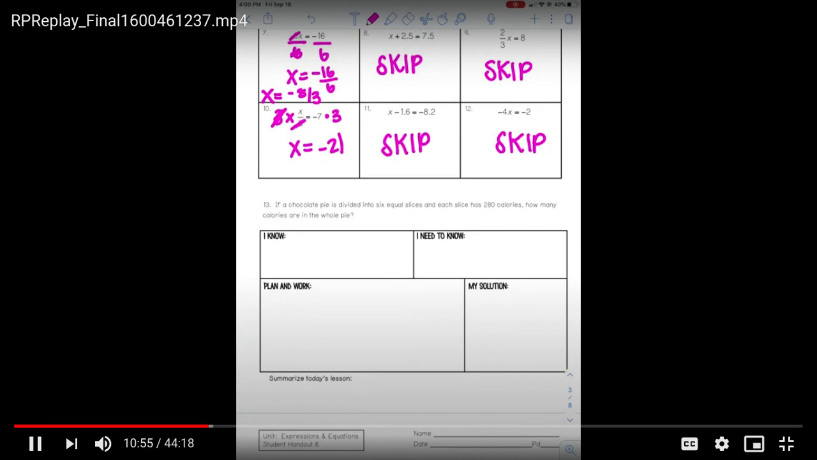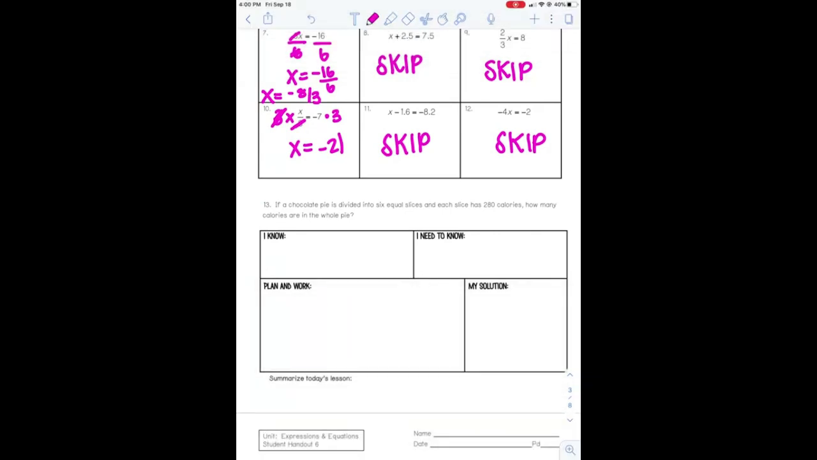So number 13 says, if a chocolate pie is divided into 6 equal slices, and each slice has 280 calories, how many calories are in the whole pie? So we know we have 6 equal pieces. And we know that one piece equals 280 calories. And we need to know the total number of calories.